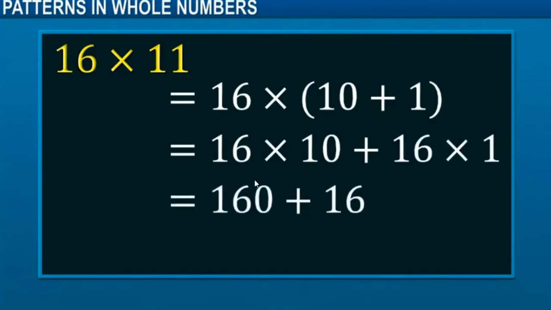When we do it like this, it is simpler. 16 into 10 is very simple to do. That is 160. Since it is into 10, we just add a 0. Similarly, 16 into 1 is also simple. That is 16. After that, we just do the addition, which is also very simple, and it is equal to 176.